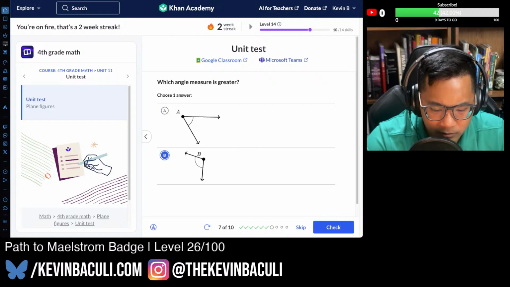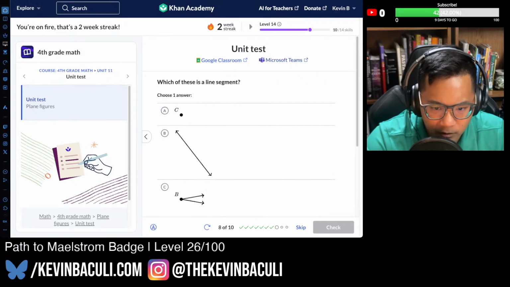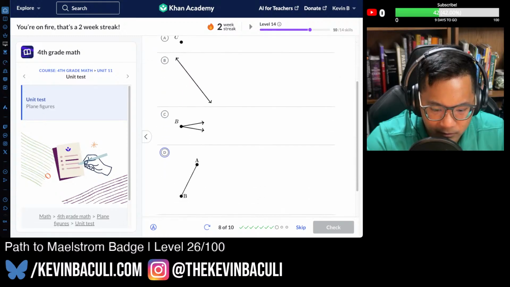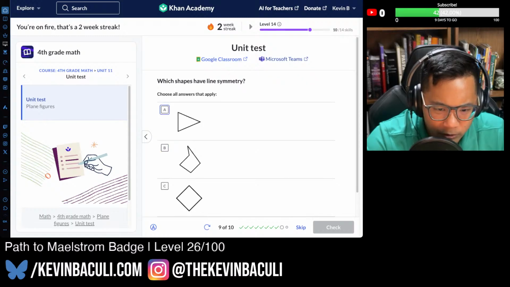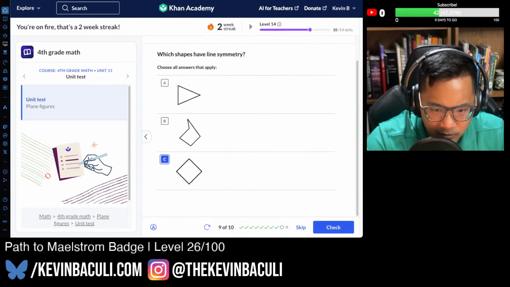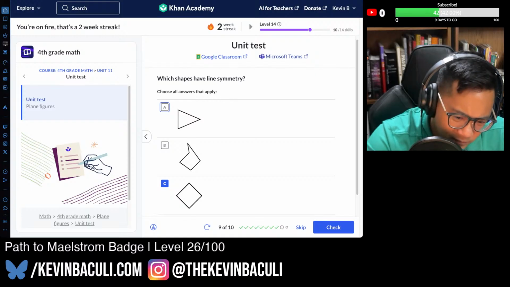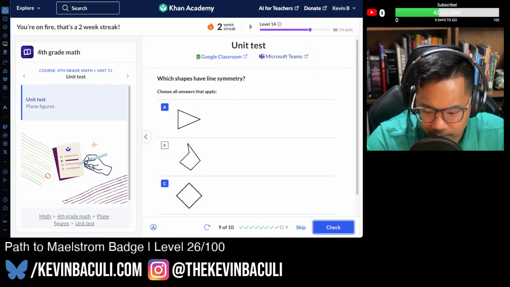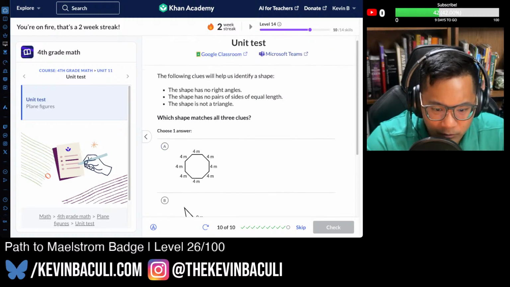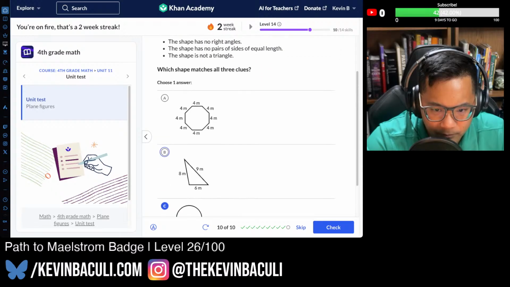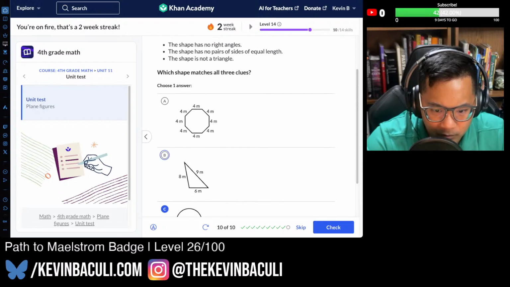Which angle is greater? Which of these is a line segment? Which shapes have a line of symmetry? So, yeah, symmetry right there. This shape has no right angles. This shape has no pairs of sides of equal lengths. Shape is not a triangle. Well, this has equal lengths.